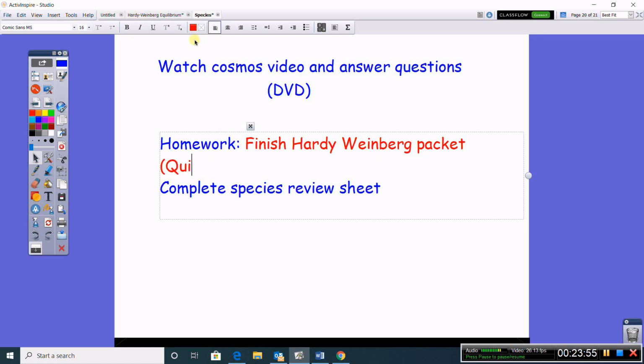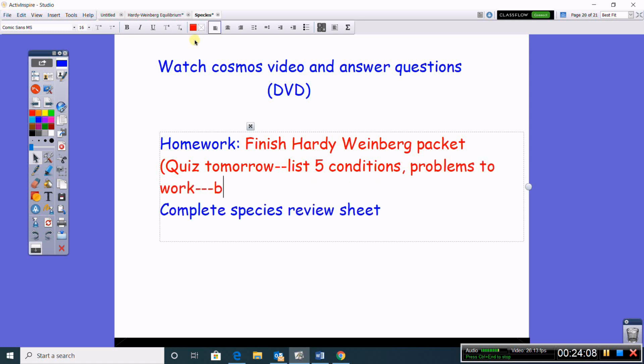because remember that you have a quiz tomorrow. So you will have to list the 5 conditions of Hardy-Weinberg, and then you will have problems to work. So please make sure you bring a calculator that is non-graphing. Okay, the species review sheet, if you have time, work on it tonight. If not, you can always work on it after your quiz tomorrow. But if you finished your Hardy-Weinberg packet, maybe you finished it last night, then work on your species review.